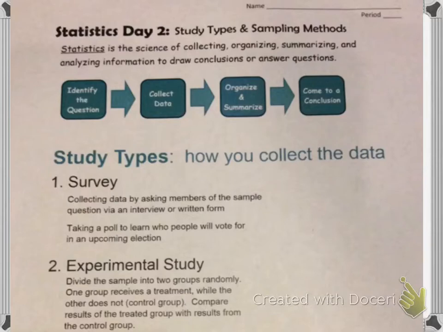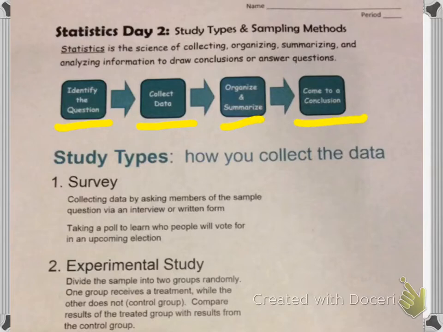So in statistics, anytime we want to figure out some statistical math, we have to have something that we're collecting data from. A sample question, a study, a survey, those kinds of things. Statistics is the science of collecting, organizing, summarizing, and then analyzing information to draw conclusions or answer questions. So the very first thing you're going to do is identify the question that we're going to ask. We're going to collect the data, organize and summarize, and then come to a conclusion.